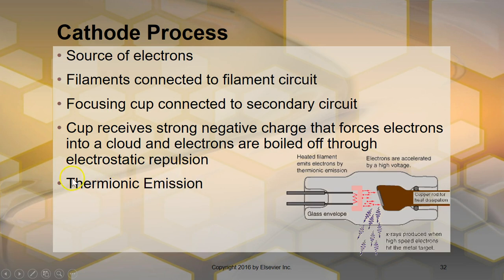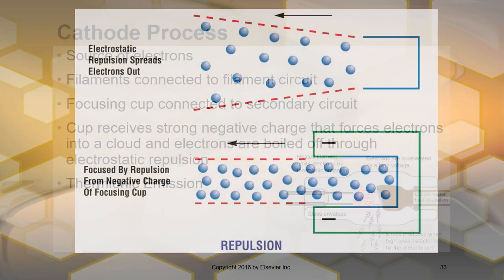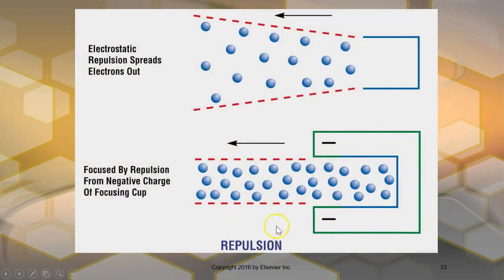You will definitely need to know what that term is and find the full definition in your textbook for that. The electrons hover around the filament called space charge because it has a negative charge and they repel each other. And then these electrons move in the tube at 1/2 the speed of light. So here is an example of the repulsion.